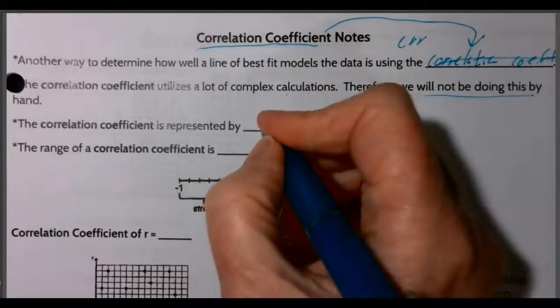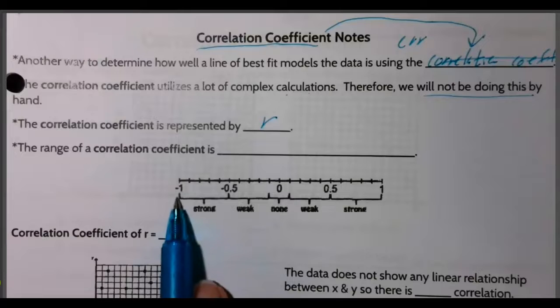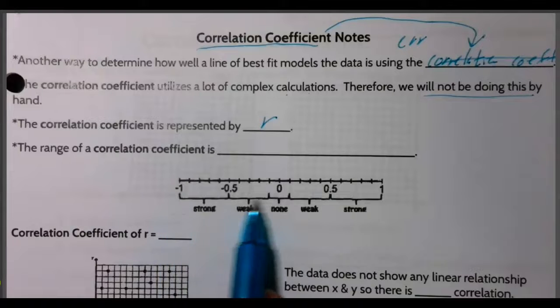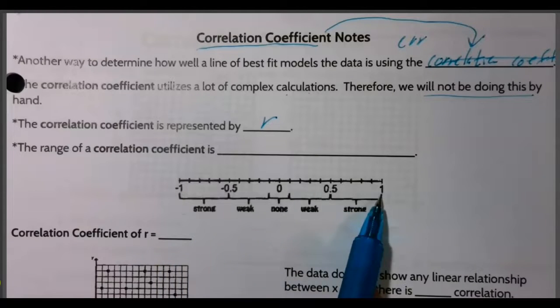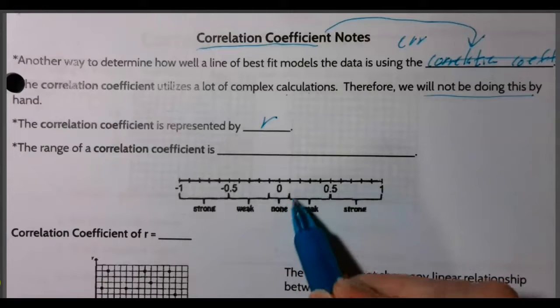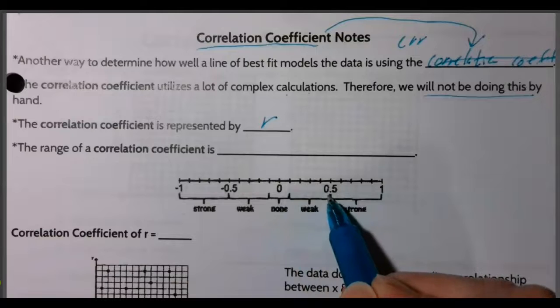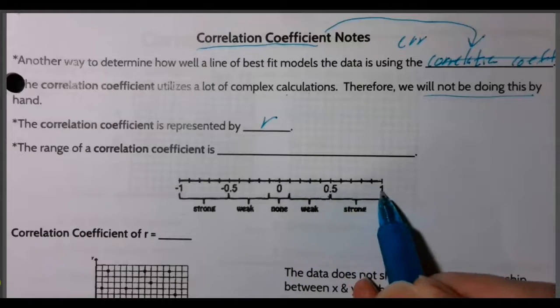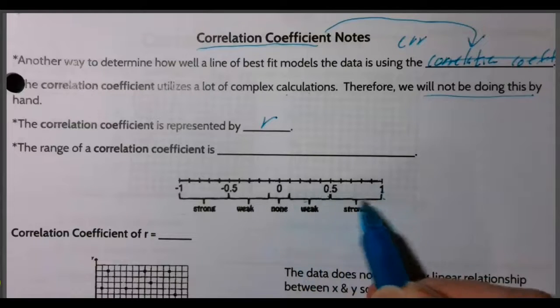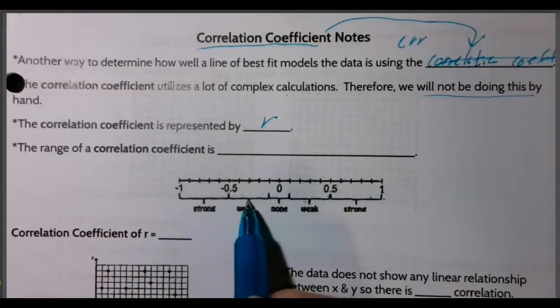The correlation coefficient is represented by an R. The range of correlation coefficients goes from -1 all the way up to 1. These are positive correlations. It's a weak positive if it's between 0 and 0.5. It's a strong one the closer it gets to 1. But these are all positive in this direction. If it's a negative number, it's weak and then it gets stronger. It's a strong negative correlation.